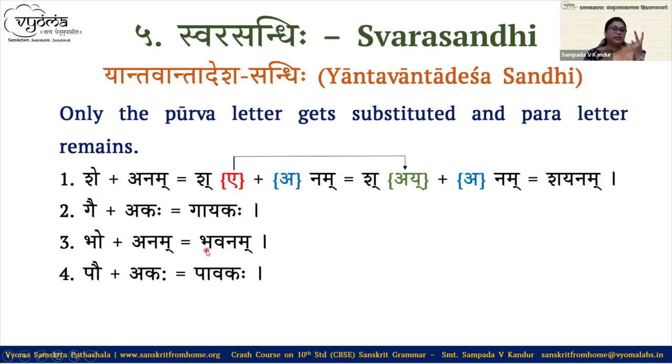Now, bha is not having dirgha matra. Bha means it is not aya, ava. It is av only. So, av means it is o. So, bha plus o becomes bhu. Going reverse way is like you need to apply your skills. You need to think logically, then you will get it. Okay. So, she plus anam shayanam, gai plus akaha gayakaha, bho plus anam bhavanam, pau plus akaha pavakaha.